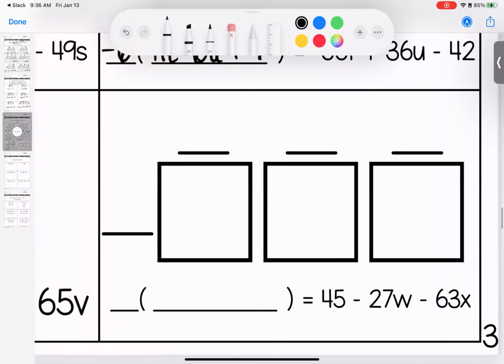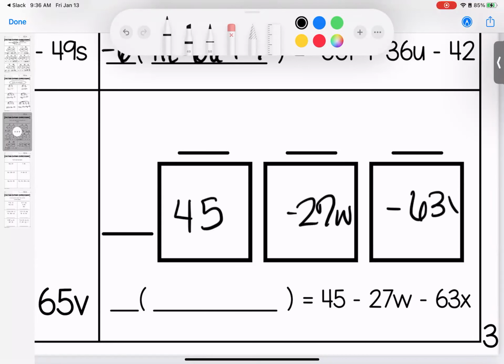And then over here, again, I gave you the answer. You have to give me all the pieces. So we have 45, we have minus 27W, and we have a minus 63X. So to have 2 negatives and 1 positive, that tells me that the outside is going to either have to be negative or positive. Not a ton of information. So I need to think. What can go into 45, 27, and 63? This is a great time to do your factors if you're not sure. I'm going to come up with a 9.